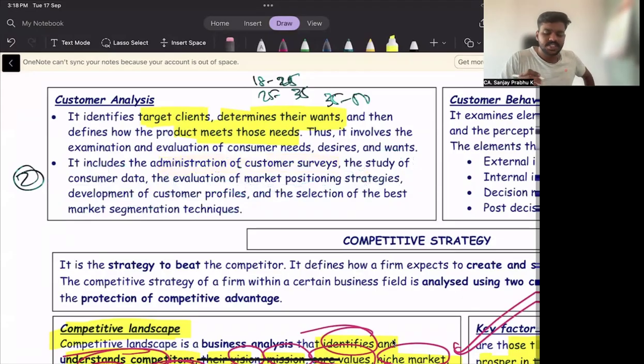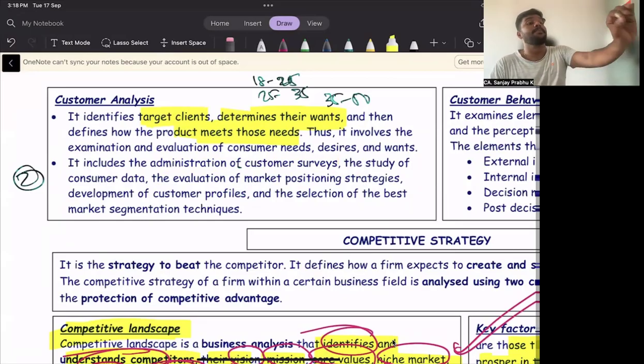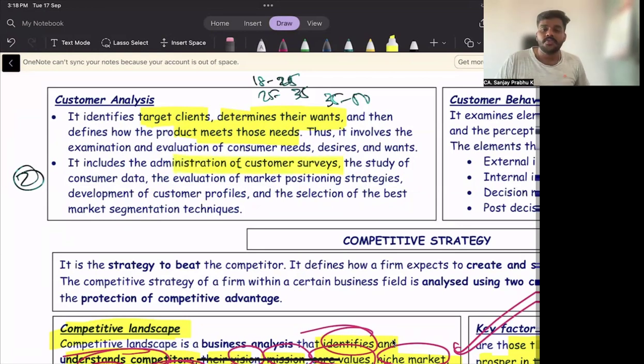First of all, see, what is my objective? I want to know what the needs of the customer are. I want to tell them how my product will satisfy their needs. So first I have to conduct a survey. Once you conduct a survey, what will you get? I will get the data. I have to study the data. Now you have to evaluate how you are going to position your product in the market. Evaluation of market positioning strategies. Then I will develop a customer profile.